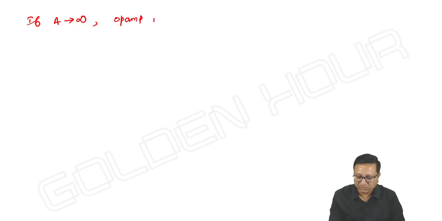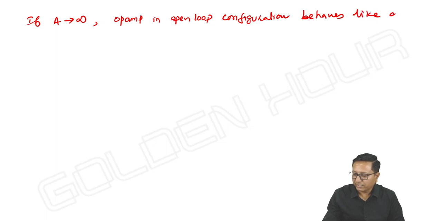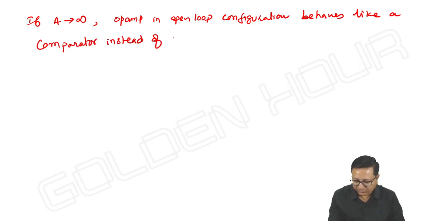So if A is approaching infinity, then op amp in open loop configuration, I'm not applying any feedback, open loop configuration, behaves like a comparator instead of differential amplifier. This is the idea.